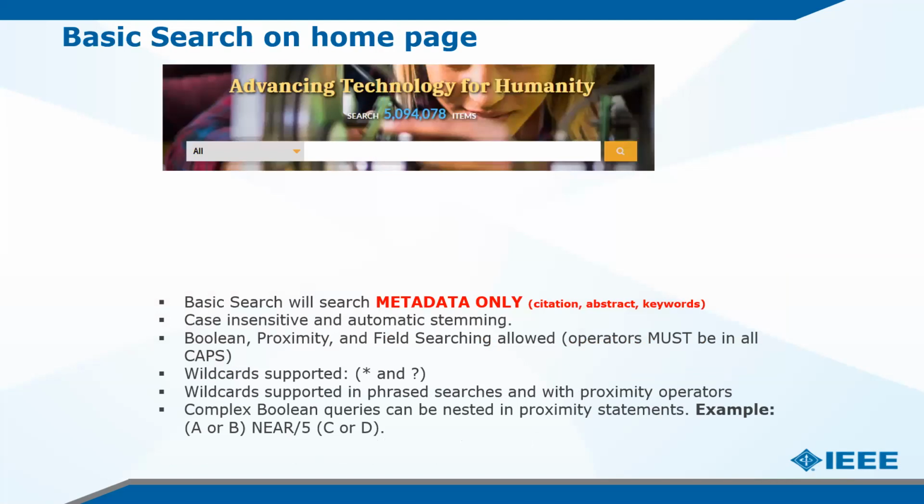The basic search off the homepage, just a reminder, it searches metadata only, which is citation, abstract, and index terms. It does not search full text. Case insensitive, you can use Boolean, proximity, and field searching. And the wildcards that are supported on IEEE Xplore throughout the database, an asterisk stands for an unknown number of characters, and a question mark stands for 1 unknown character. You can search via the search off the homepage of Xplore, all content, or search by content type, authors, or citations.